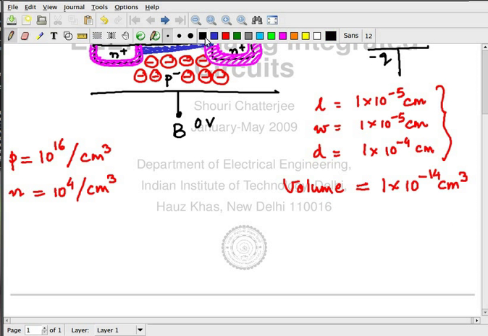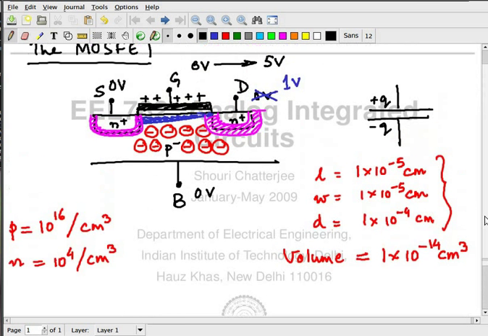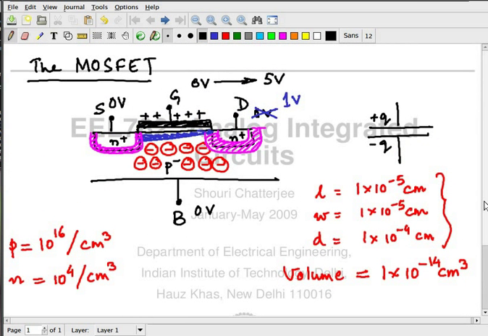Okay. Now, what does that translate to as far as the current is concerned? If I apply a drain source potential of 1 volt, as I have applied, then what does that mean? If I increase the gate voltage, what happens to the current? The current is also going to go up because now the channel can conduct more current because the channel has a lot more electrons handling.